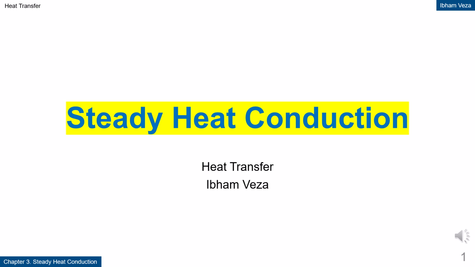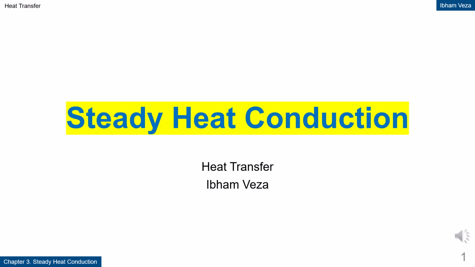Steady heat conduction. This chapter discusses heat conduction under steady state conditions, where temperature does not change with time. The main focus is how heat flows through walls, cylinders, and multi-layer systems in one-dimensional and multi-dimensional forms. The concept of thermal resistance is used as the main analysis tool. This approach simplifies the calculation of heat transfer rates in real systems.